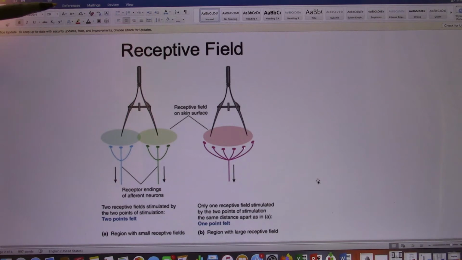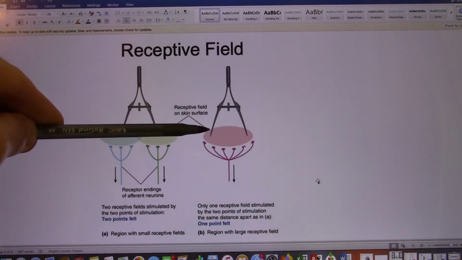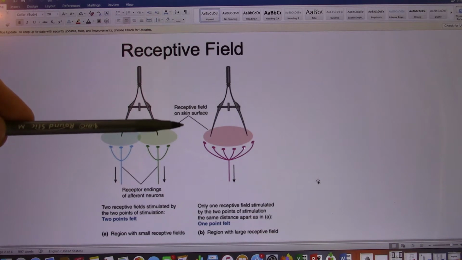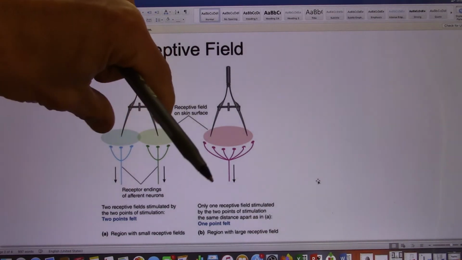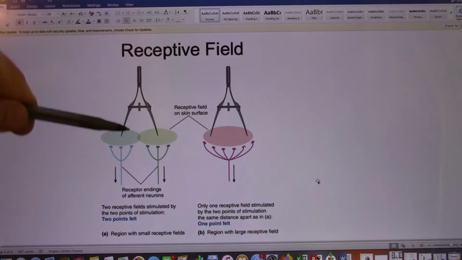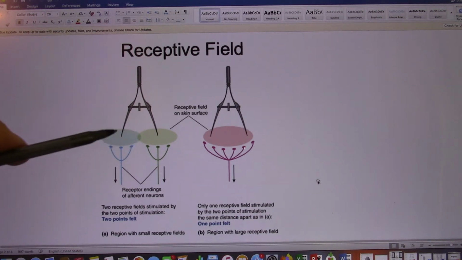That's the basic concept: a small receptive field corresponds with a sensitive body part, and a big receptive field corresponds with an insensitive, low-resolution body part. So they change the distance between the 2 points and touch your skin, and you report whether you feel 1 point or 2 points being touched. They can measure this distance. The shorter the distance, the more sensitive the body part, with a small receptive field.